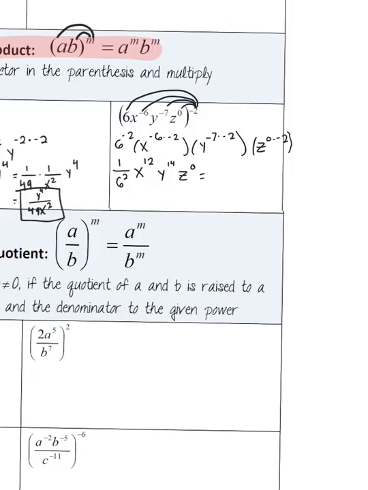Let's simplify now. So 1 over 6 squared is 1 over 36. The other ones can't be simplified. Z to the 0 power. Remember that any number to the 0 power is 1. So I'm just going to swap out that z to the 0 for 1. And I really don't even need it because multiplying by 1 doesn't do anything anyway. So my answer, I'm going to have the x to the 12th and the y to the 14th on the top of the fraction. And then I'm going to have 36 on the bottom. So that should be your fully simplified answer.